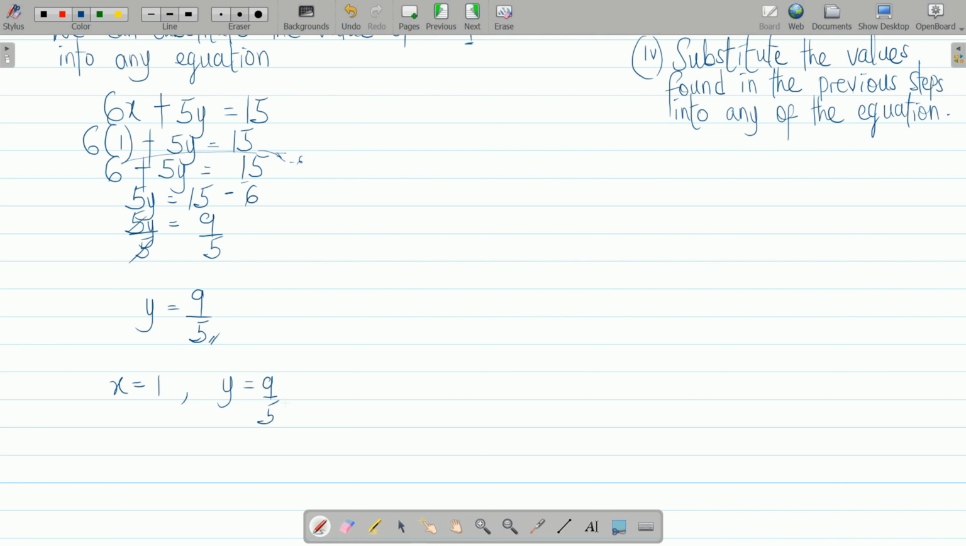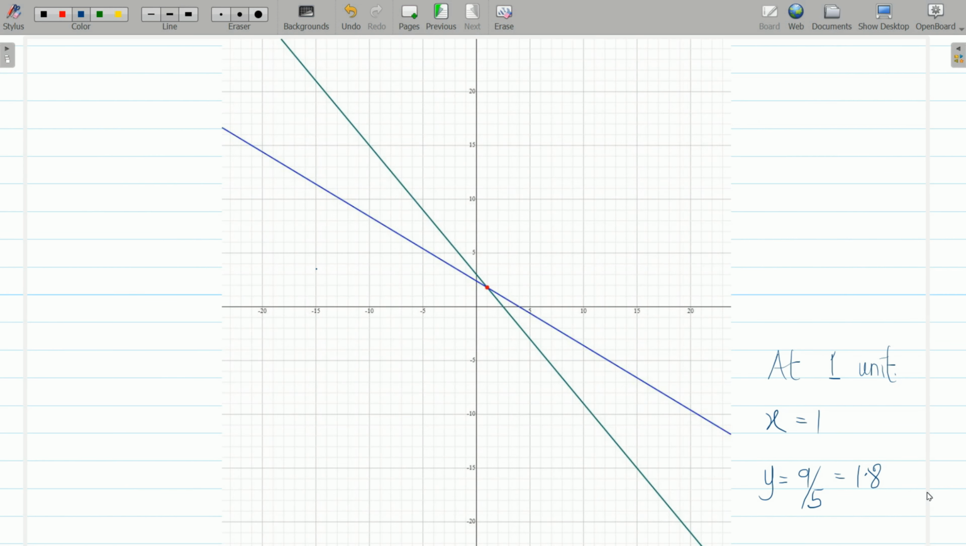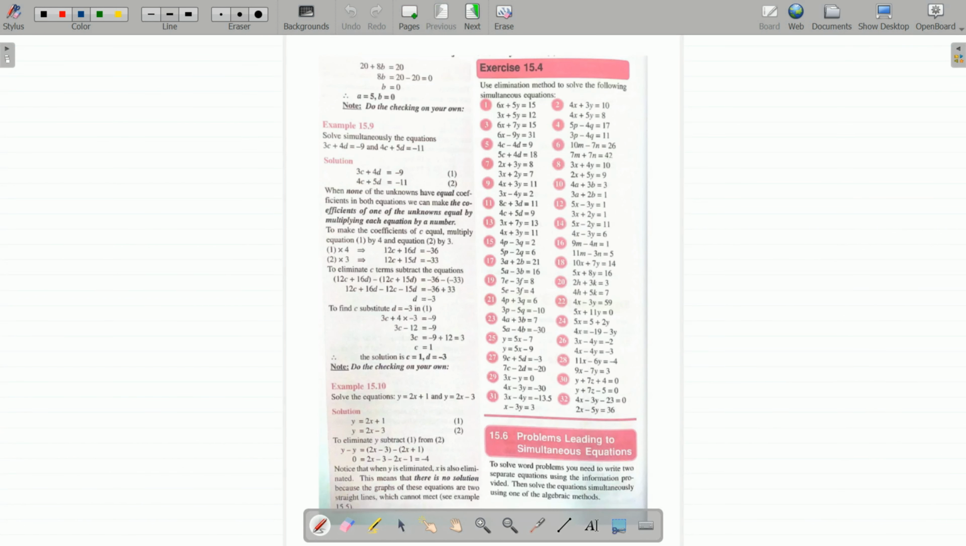If you would like to plot the graph, I can also show it to you. Here is the graph of the equations solved earlier. I hope you can draw it as well. Now I will move to question 2.